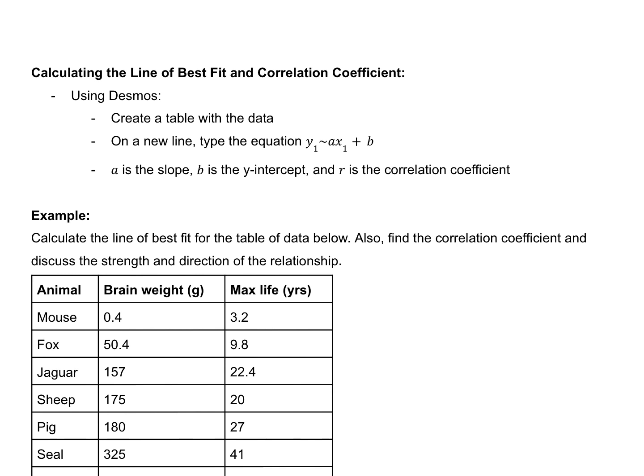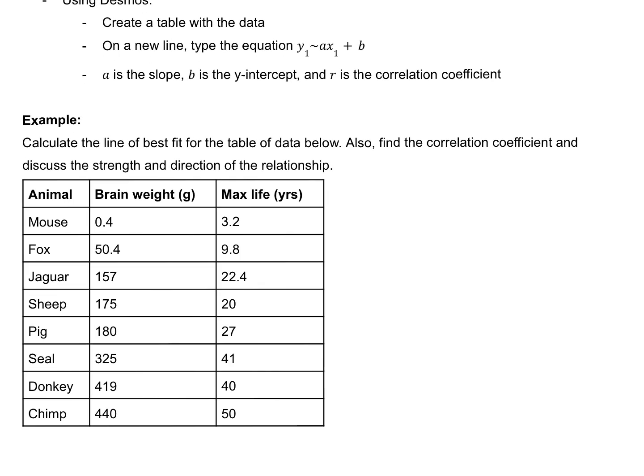So if you want to go ahead and pause here real quick and go to Desmos and add the table for our example here, just to make sure you can follow along and you're getting the exact same things as I did. So what we have here is a table of data for animals, their average brain weight in grams, and their max life in years. So we're going to calculate the line of best fit. We'll also find our correlation coefficient and discuss its strength and direction.